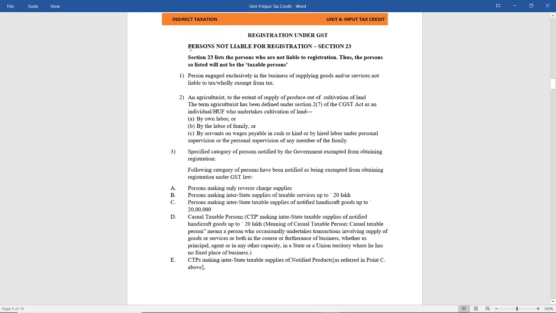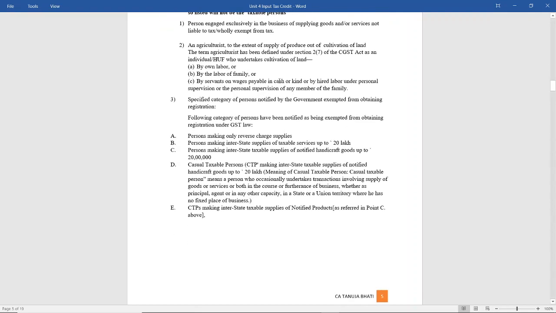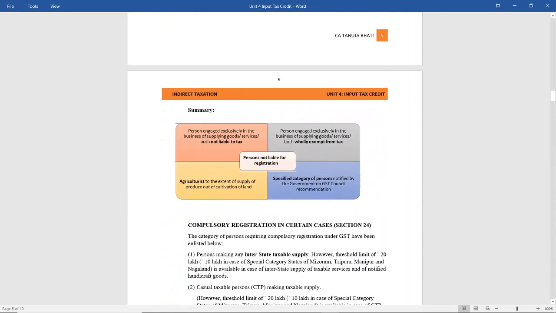Registration, under that, in this chapter, you have persons not liable for registration. In our earlier module, we have seen persons liable for registration. Now in this module, we have persons not liable for registration. So who are not liable for registration? Persons engaged exclusively in the business of supplying goods and services, or both, which are not liable to tax. Suppose I am selling particular goods or providing services which are not liable to tax under GST, why should I get registered? So I am a person who is not liable to get registered under GST.